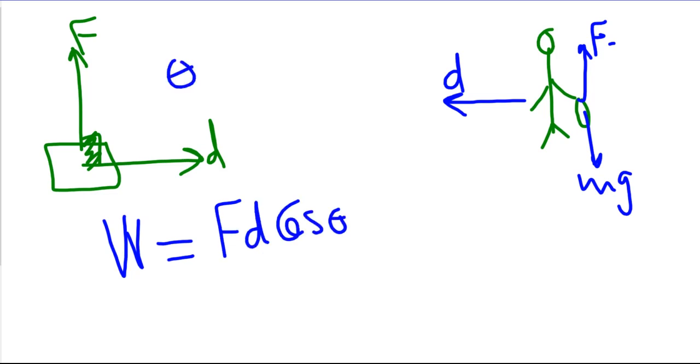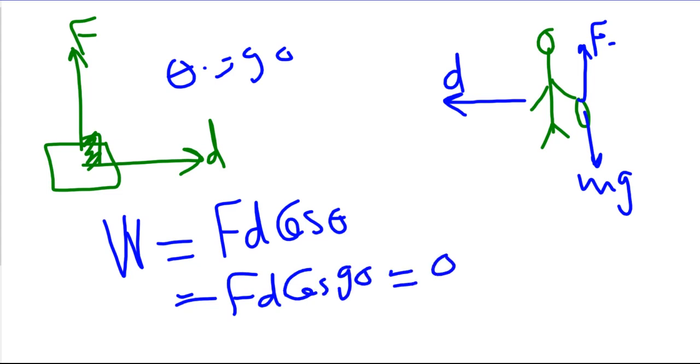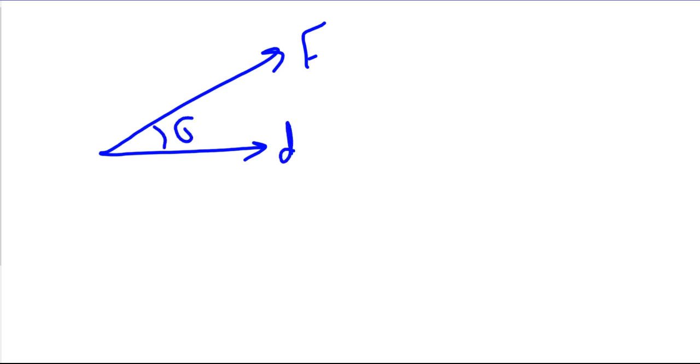and the angle is 90, theta equals 90. So the work is going to be Fd cosine 90, which is 0. There is no work done. Work is 0 when the direction of force is perpendicular to the direction of the displacement. The work is positive when theta is less than 90 and greater than 0.